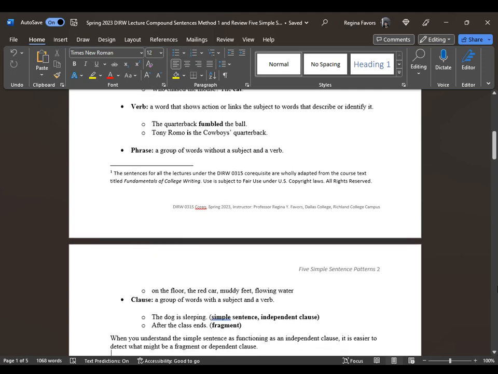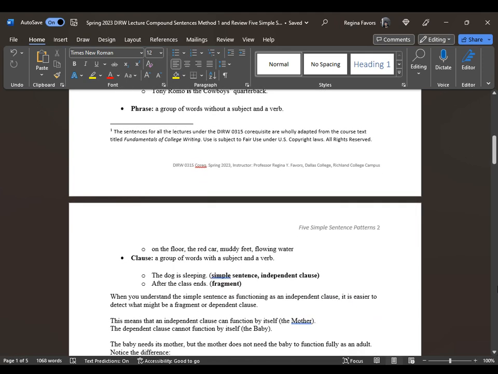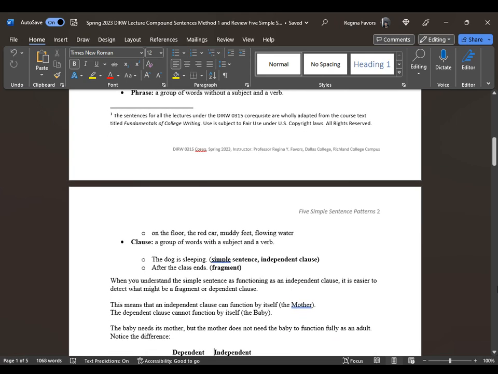And then a phrase, a group of words without a subject and a verb. So it can be on the floor, the red car, muddy feet, flowing water. And then a clause, a group of words with a subject and a verb. The dog is sleeping, so it's still a simple sentence, independent clause.